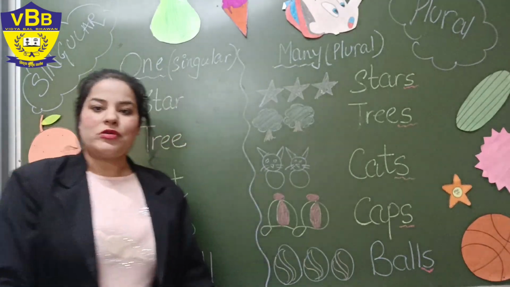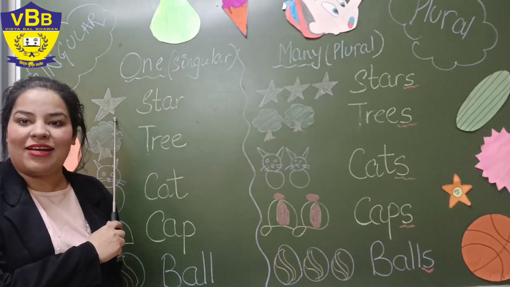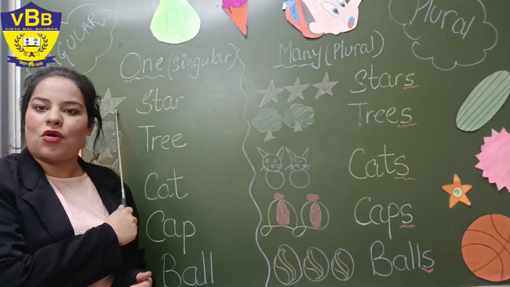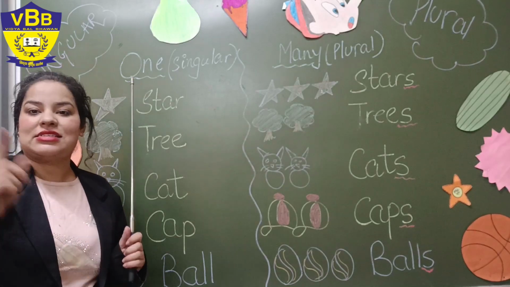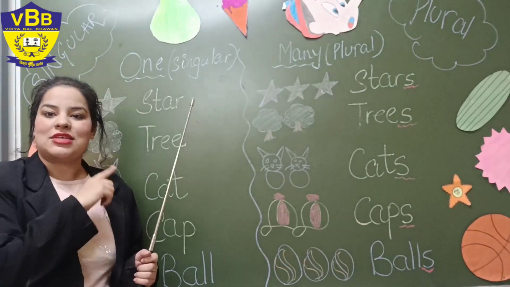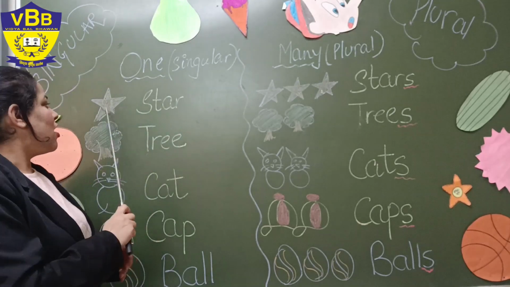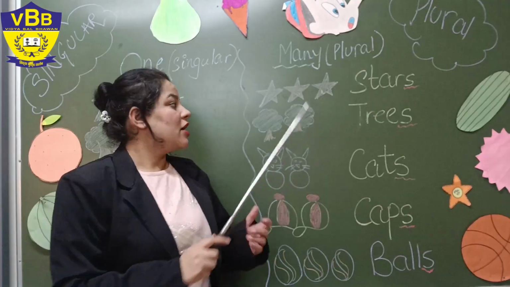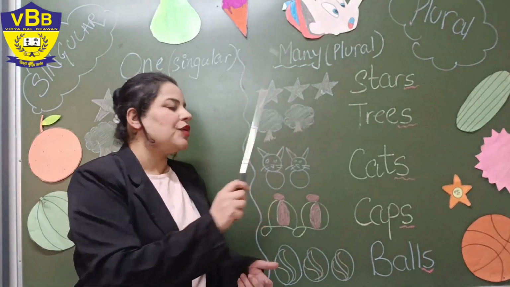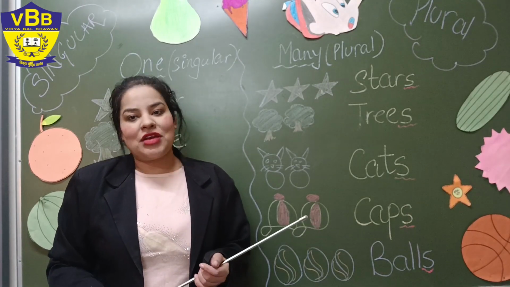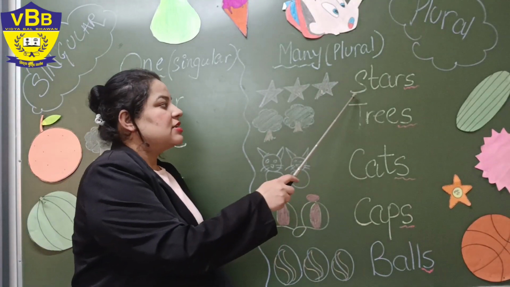Let's start. Now students, see, what is this? This is star. And how many stars are there? Let's count. 1. This is 1 star. We use 1 for one object. So how many stars are there? Let's count. 1, 2, 3. These are 3 stars. And what we can say? These are many stars.